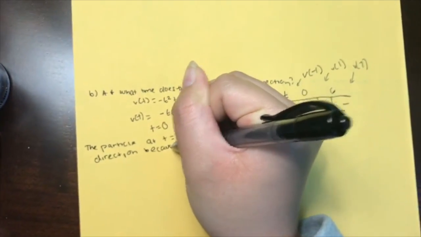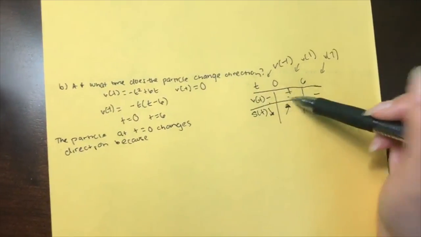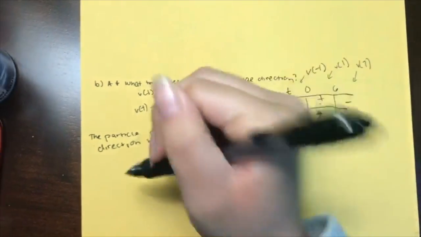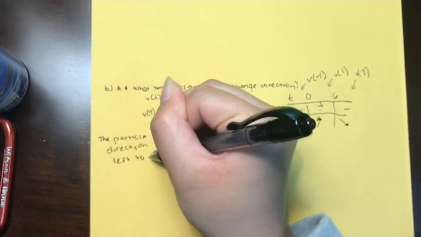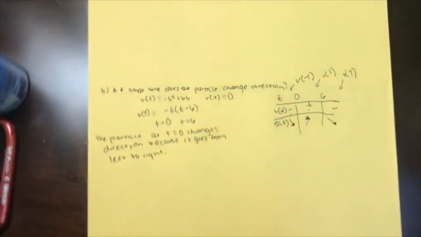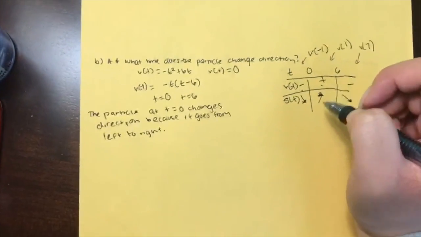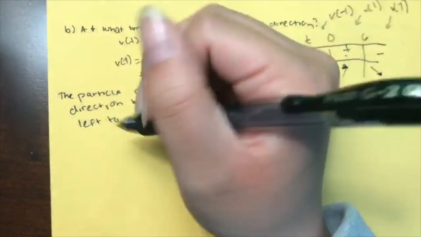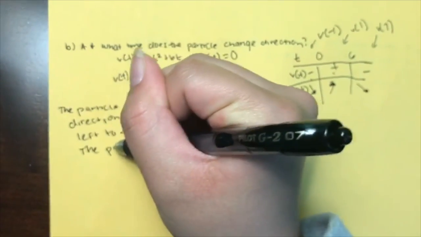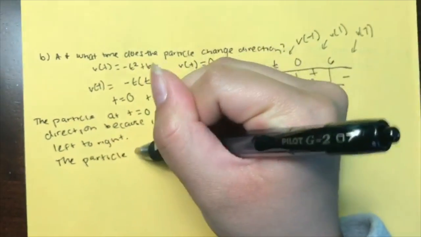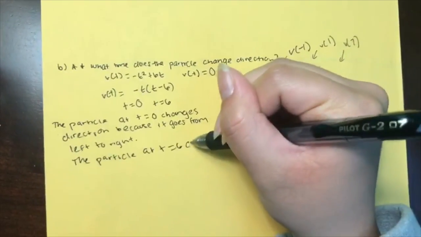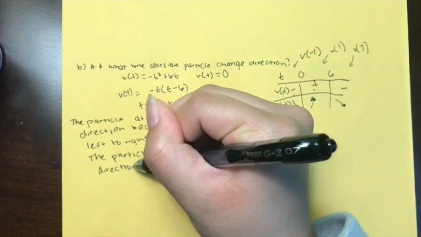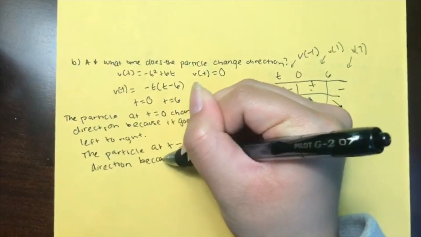because it goes from left to right. And from here, you can see at t equals 6, it goes from positive to negative. So you just write the same justification, and you would say the particle at t equals 6 changes direction because it goes from right to left.